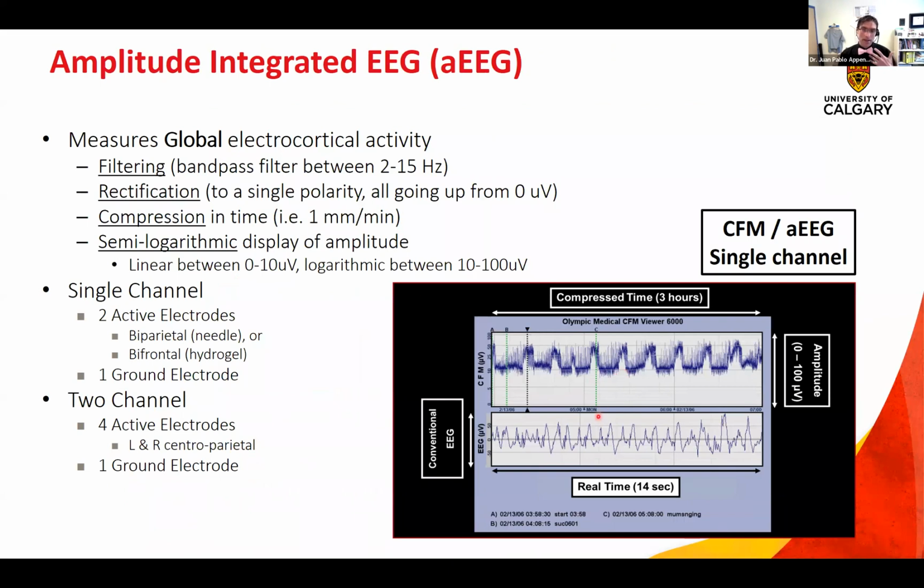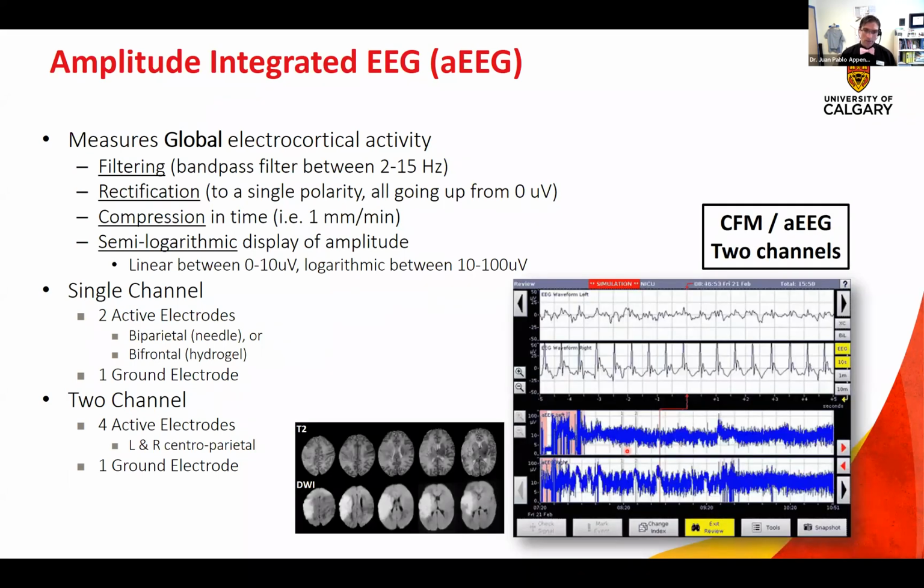It is very helpful because it gives us a global electrocortical activity, as I mentioned before, compressed. In the NICUs, this is for CFM, before NATOs, a long time ago, but you can see the screen will show you 3 hours usually, and then 14 seconds of the EEG. And then the novelty was there were 2 different channels from left and right hemisphere, and it was very helpful, for instance, in patients with ischemic stroke, in which they will have unilateral seizures, in this case on the right.